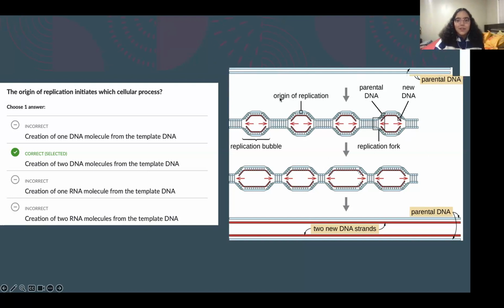I guess the graphic kind of shows us that bacterial DNA replication is actually bidirectional, so it happens in both directions from the origin of replication. As you can see, the origin of replication is where it starts, and then at the end, you'll have your 2 new DNA strands. So it's leading to the production of 2 molecules of DNA. As replication proceeds, you have the forks moving in 2 opposite directions, and then at the end, you have 2 DNA molecules from the template DNA.